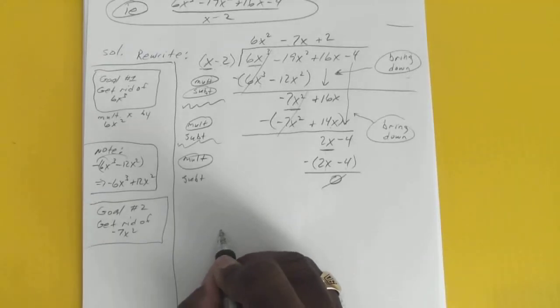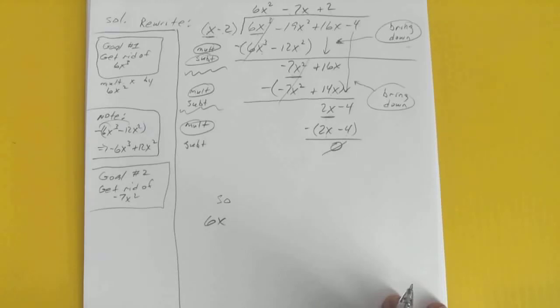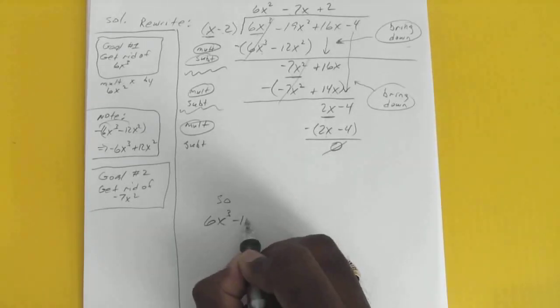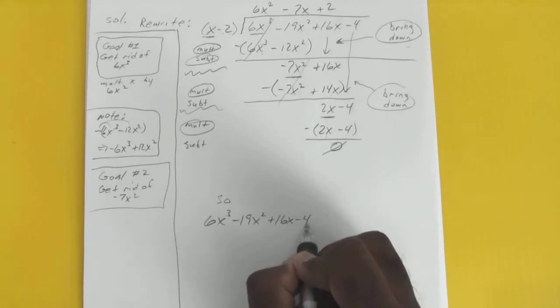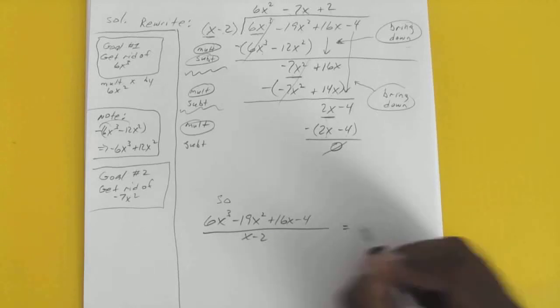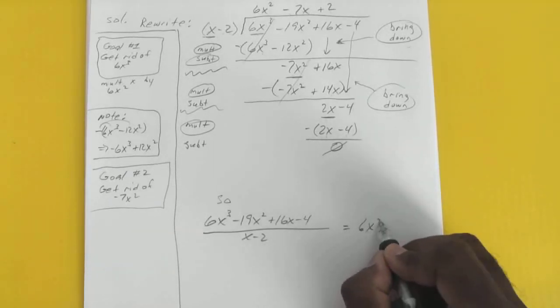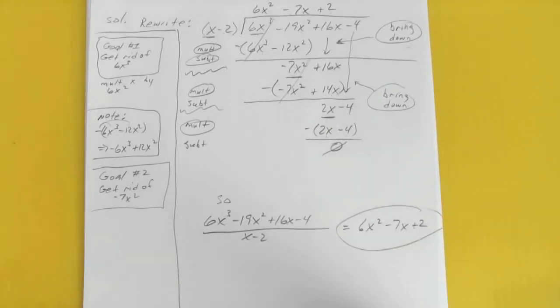Okay, so we know that 6x to the third minus 19x squared plus 16x minus 4 divided by x minus 2 is equal to 6x squared minus 7x plus 2.